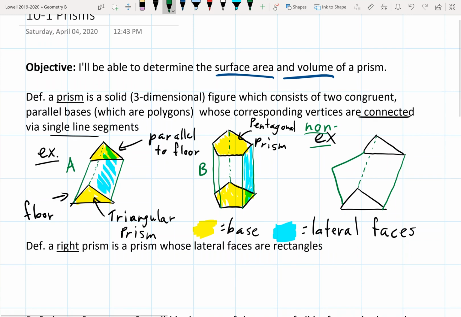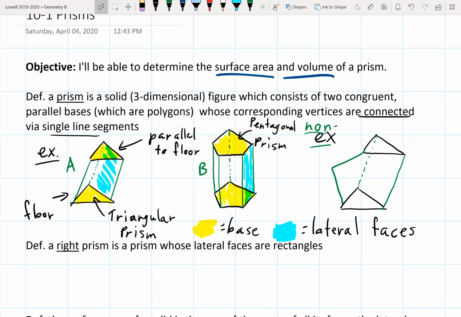If we look at the pentagonal prism on the right, all of those faces are rectangular. At least I tried to make it so when the bases are directly on top of each other. When that happens, we call this one a right prism. So in this case, the pentagonal prism B would be a right prism, and then prism A would be a non-right prism.